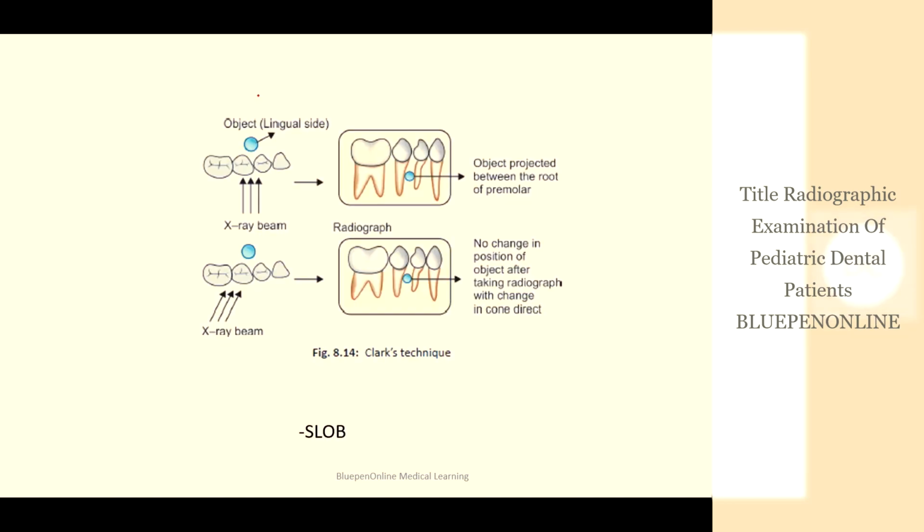Now this is an example. Imagine there is a foreign body which is placed lingually, but when we expose, we get it as between the roots. We are not able to distinguish whether it is placed buccally or lingually. Now we change the angulation, and from this we can see there is no change in the position of the object after taking the radiograph with change in the angulation of the PID. So this suggests that it is a lingually placed object.